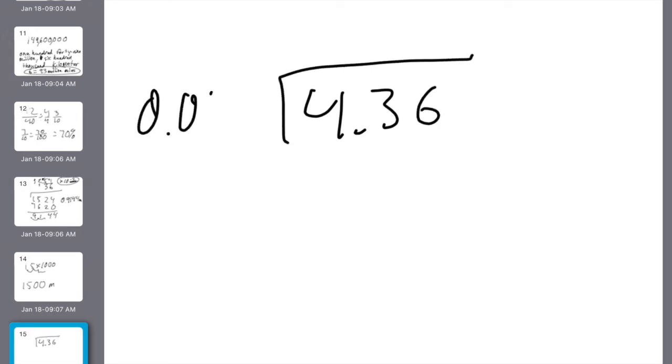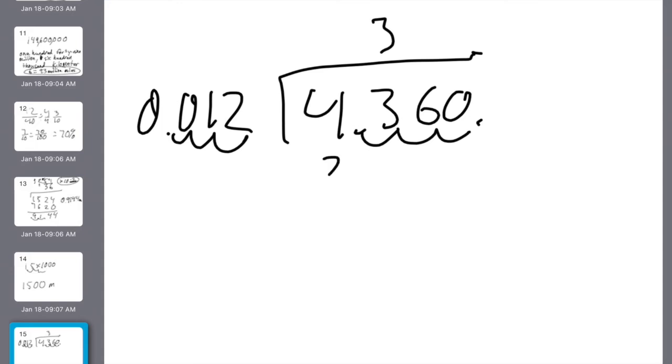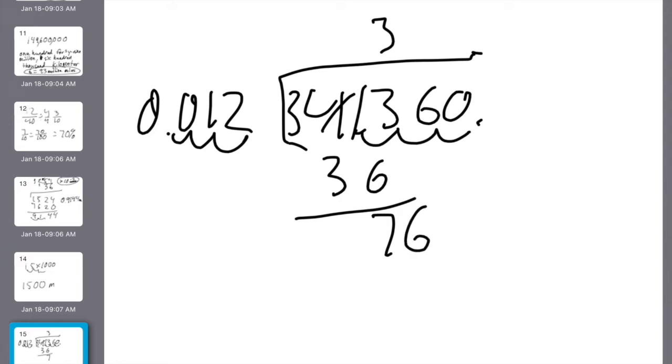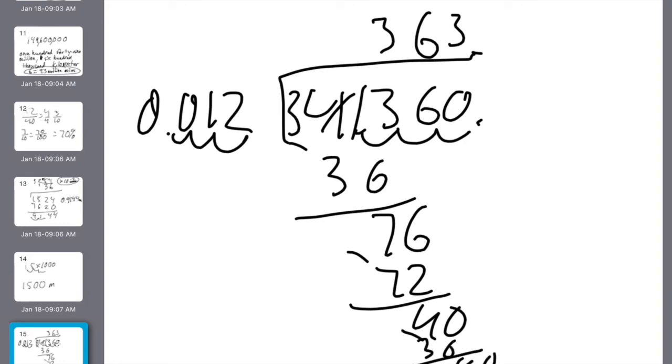So we have inside the box, 4.36. Outside the box, 0.012. 1, 2, 3, 1, 2. Add a 0. Decimal points here, it's going to go straight up. So 12 goes into 43 3 times. That's a 36. Can't do the subtraction. 7. Bring down the 6. 12 goes into 76 6 times. That's 72. Get a 4. Bring it down. Goes in there 3. That's 36. Get a 4. Bring a new 0 down. Goes in there 3 times. That's a 36. Get a 4. And now I have it, guys.